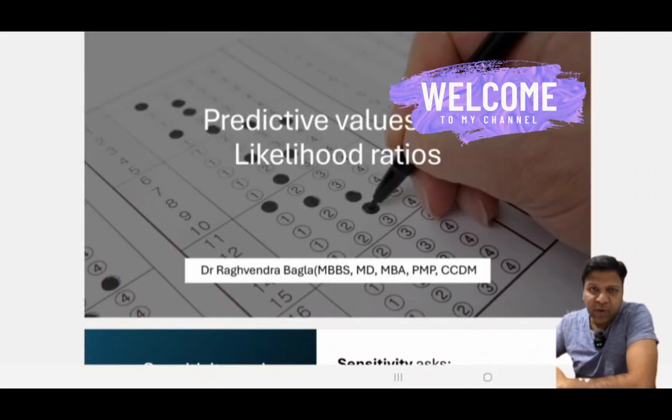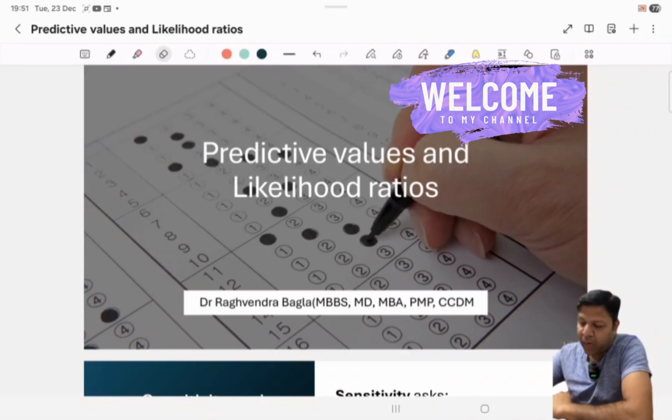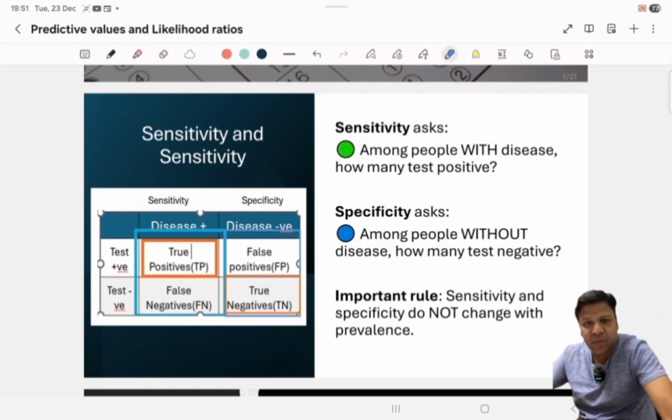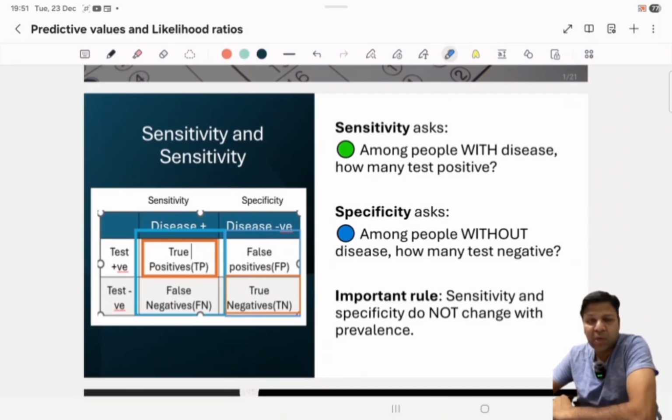So hi everyone, welcome back to today's video, and in this video we will be discussing positive predictive values and the likelihood ratios. Before we start with the predictive values and the likelihood ratio, let's discuss what sensitivity and the specificity of the test are, just a little bit.